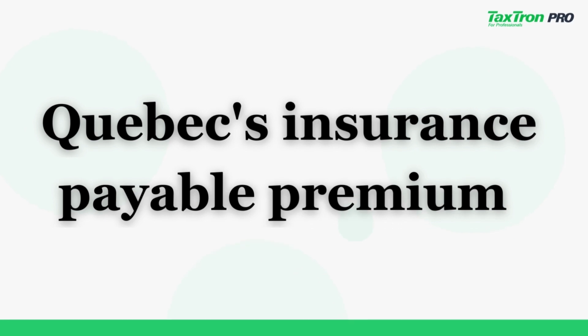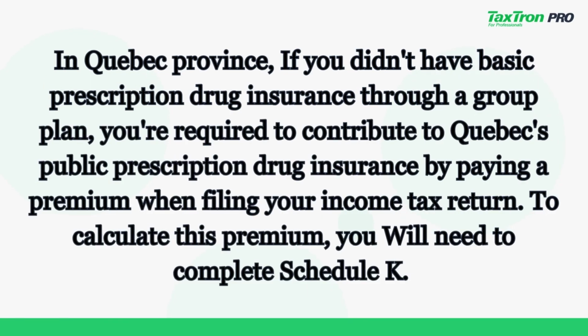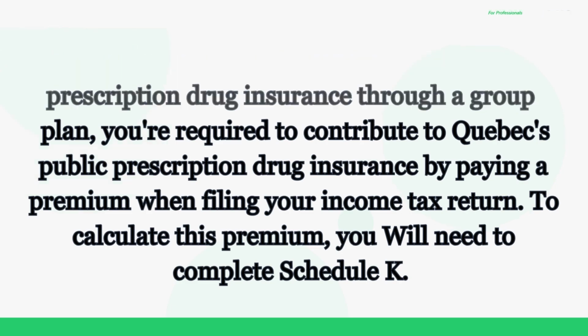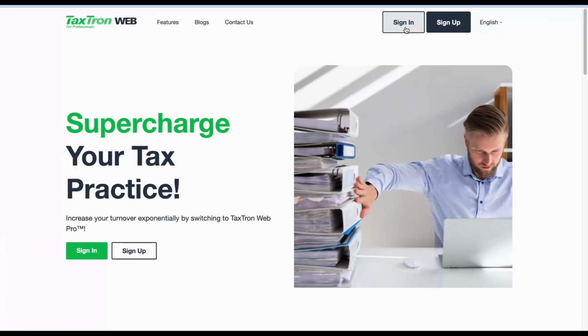Today, we will explore Quebec's insurance payable premium and how to claim it. In Quebec, if you didn't have basic prescription drug insurance through a group plan, you are required to contribute to Quebec's public prescription drug insurance by paying a premium when filing your income tax return. To calculate this premium, you need to complete Schedule K. Let's dive into claiming this credit on TaxTron Web.